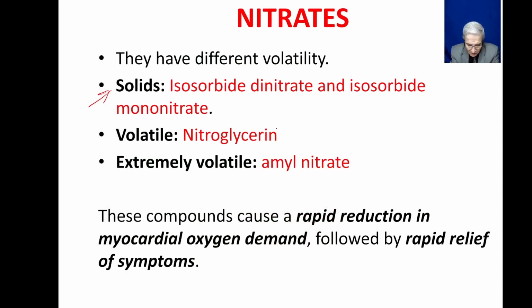Nitroglycerin is volatile. Then we have amyl nitrate, extremely volatile, which comes as a spray. So we have 3 types of nitrate: solid, volatile, and extremely volatile. When we use these compounds, they cause rapid reduction in myocardial oxygen demand, followed by rapid relief of symptoms. When you prescribe sublingual nitroglycerin under the tongue, it will start working from 1 to 2 minutes.